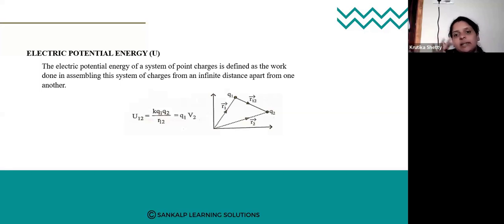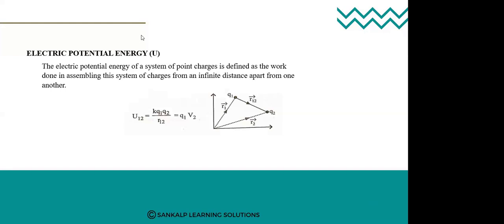The charges are at infinite distances. Where are the charges? At infinite distance. We are bringing those charges to a finite distance. Whatever work you do, that is nothing but the electric potential energy. The electric potential energy is defined as the work done in bringing the charges from infinity to the given positions. Let us see the first derivation. I am taking two derivations here.